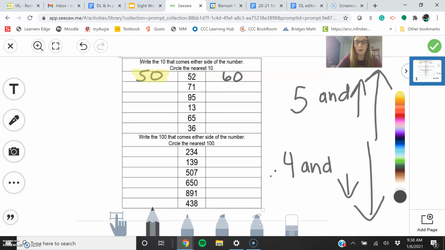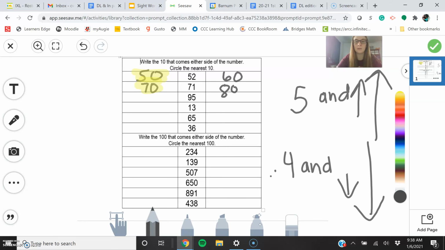Let's try a couple more. 71. So I'm going to write 70, and I'm going to write 80. I'm not very good at writing the lines, it looks like. Now I have to look at 71. Is 71 closer to 70 or is it closer to 80? And if I had a number line in front of me, I could look at 70 and see that it is really close to 71. It's only 1 away. Versus if it was closer to 80, that would be 9 spaces away. 1 is a lot closer. So again, we're going to highlight 70.